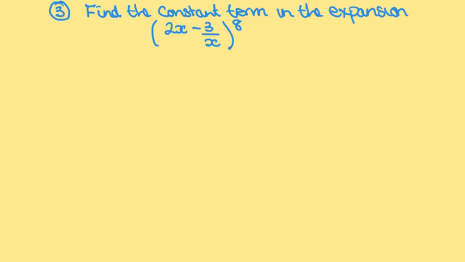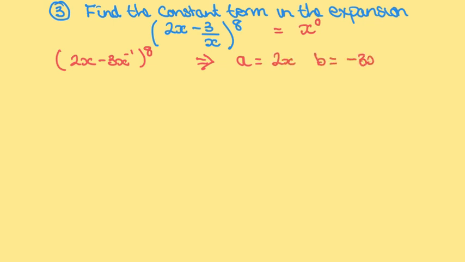In this type of question, we want to find the term for x to the power of 0. Start by slightly rearranging the expansion to (2x minus 3x to the power of minus 1), all raised to the power of 8. Therefore, a equals 2x, b equals minus 3x to the power of minus 1, and n equals 8.